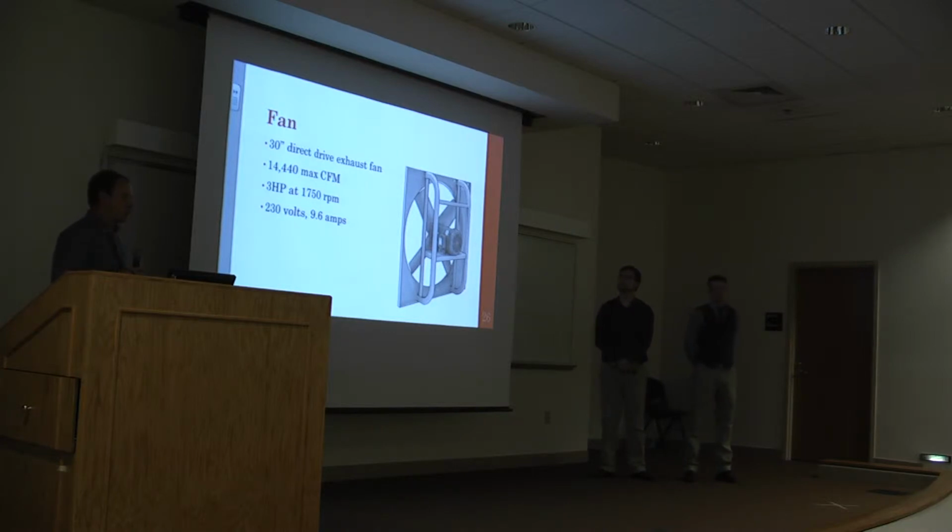Now for the fan, we decided to go with a 30-inch direct drive fan. This is typically used as an exhaust fan. At max CFM, we would be pulling 14,440. The fan is operating at 3 horsepower at 1,750 RPM. If you recall from the optimization code, it suggested that we use 2.6 horsepower. This is all operating at 230 volts at 9.6 amps.